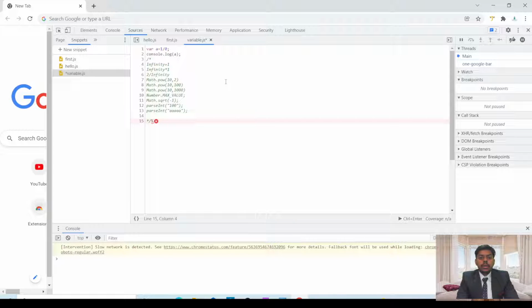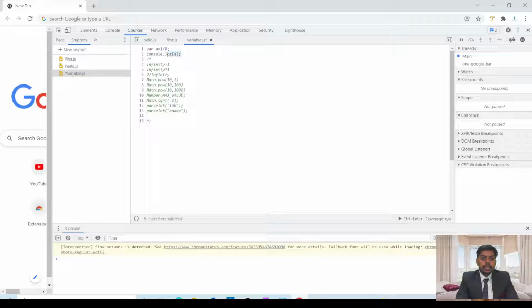Hello guys. In this lecture, we are going to learn about the two types in JavaScript, that is Infinity and NaN, that is not a number. We will be seeing when Infinity comes and when NaN comes. So this is the whole code that we are going to see. We will be seeing it part by part.